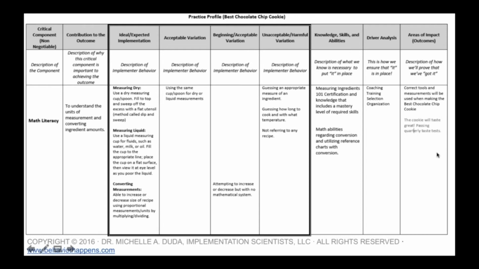So it is important to also point out what it is not. And that's essentially what this section does. What it is, and then what it isn't. And the next column really identifies, so what are some key skills? What knowledge or abilities are needed to make this happen? You know, maybe at this cookie factory, they want everybody to really know how to measure ingredients. And they want them to go through the 101 certification on measurements and conversions. So those are all going to be key skills that are needed to make this component happen.